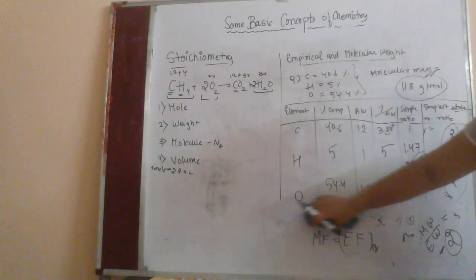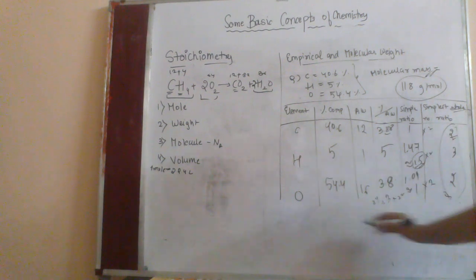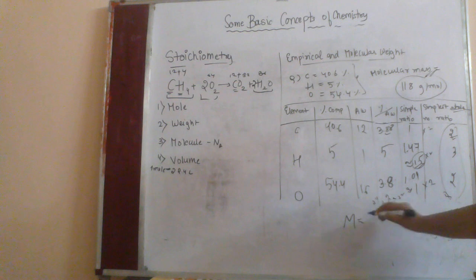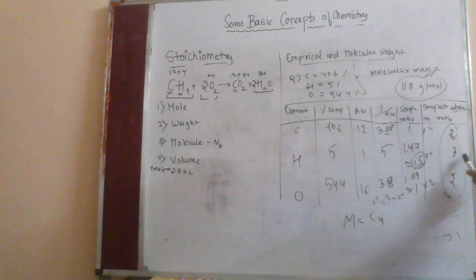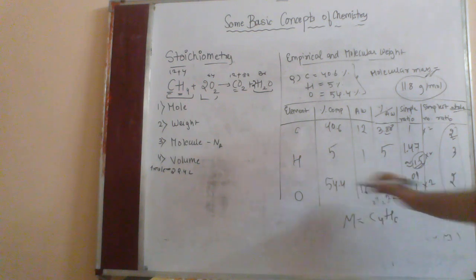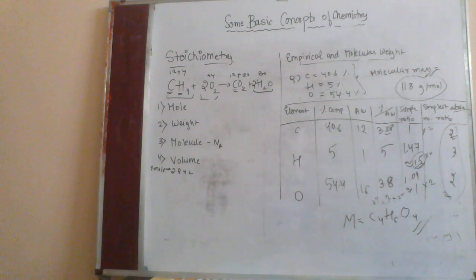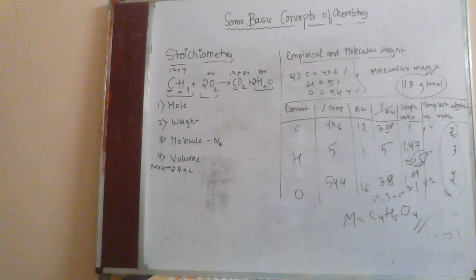So we got our molecular formula as the whole thing into 2, that is C4 by multiplying by 2, H6O4. So this is our molecular formula. In this way we will find the molecular formula.